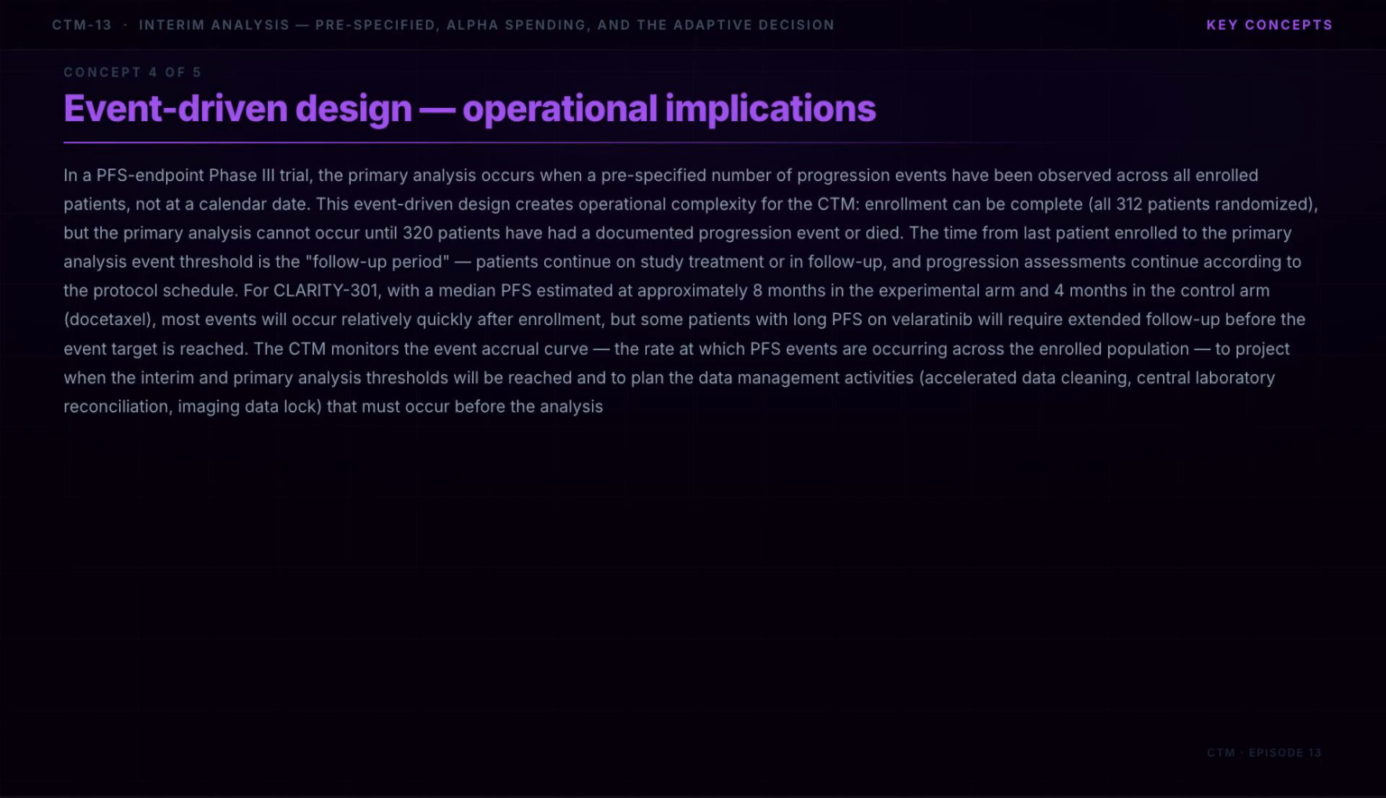Event-driven design, operational implications. In a PFS endpoint Phase 3 trial, the primary analysis occurs when a pre-specified number of progression events have been observed across all enrolled patients, not at a calendar date. This event-driven design creates operational complexity for the CTM. Enrollment can be complete, all 312 patients randomized, but the primary analysis cannot occur until 320 patients have had a documented progression event or died.